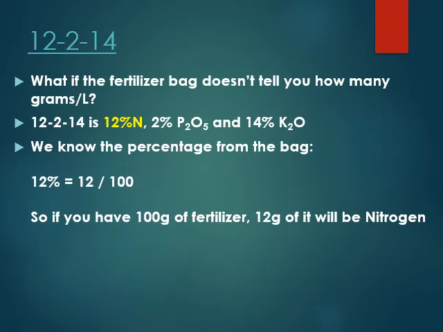What if the fertilizer bag doesn't tell you how many grams per liter? Well, we go right back to the beginning. We know from the label that it's 12% nitrogen. That means that out of every 100 grams of fertilizer in the bag, 12 of those grams will be nitrogen. So if you have 100 grams of fertilizer, there's 12 grams of nitrogen in it.